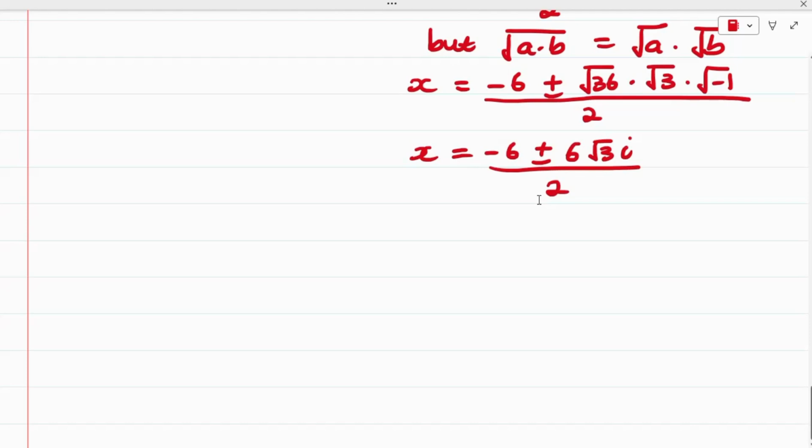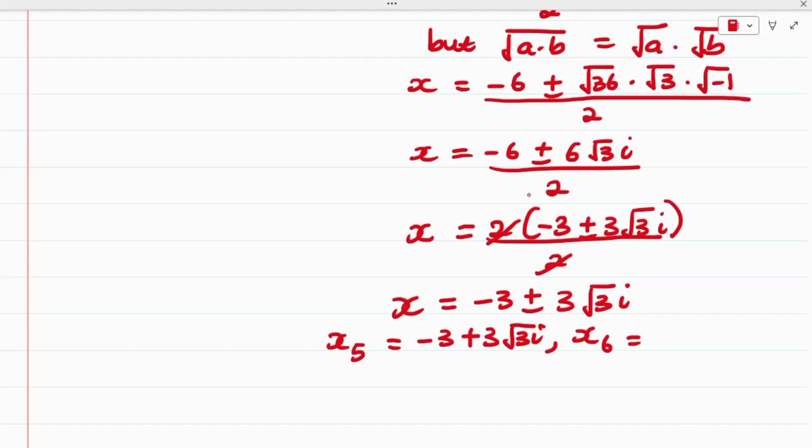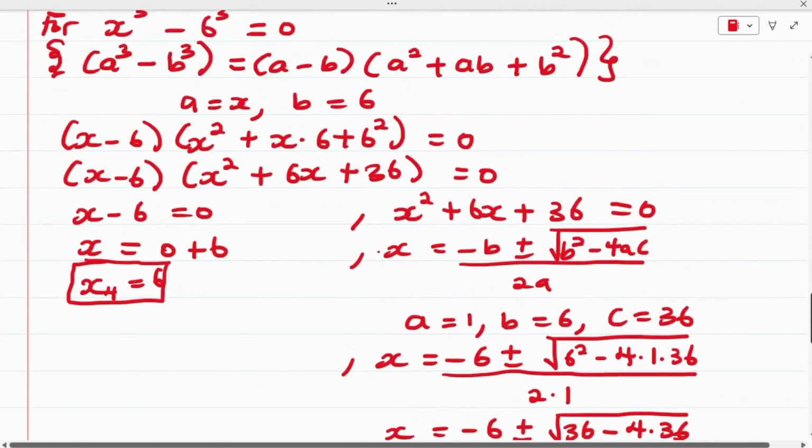So from here we have that x is equal to, if we factor out 2, we have this to be minus 3 plus minus 3 the square root of 3i divide 2. So we cancel this out, so we have that x is equal to minus 3 plus minus 3 into the square root of 3i. So we have x5 is equal to minus 3 plus 3 the square root of 3i, and x6 is equal to minus 3 minus 3 the square root of 3i, and we have this right here to be the values of x.